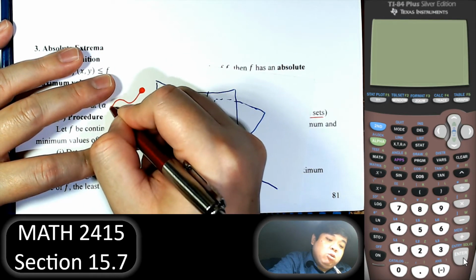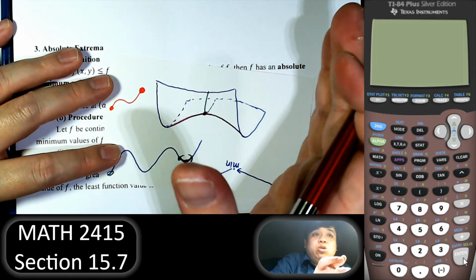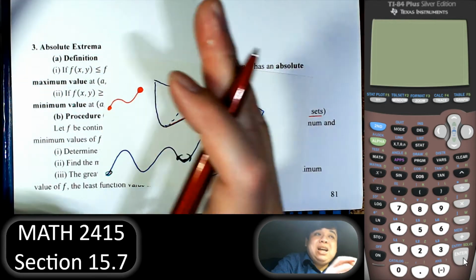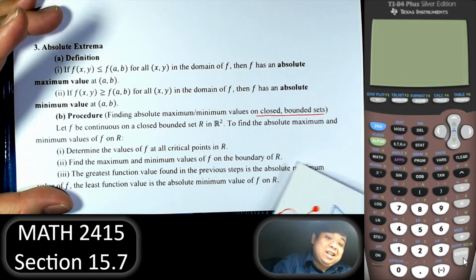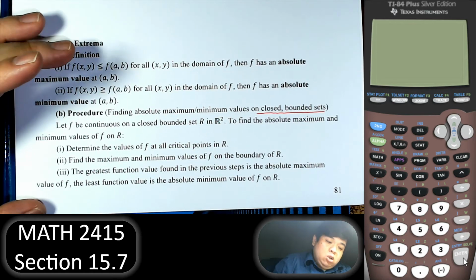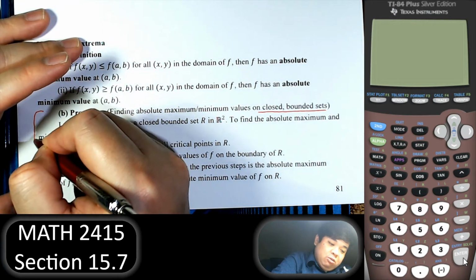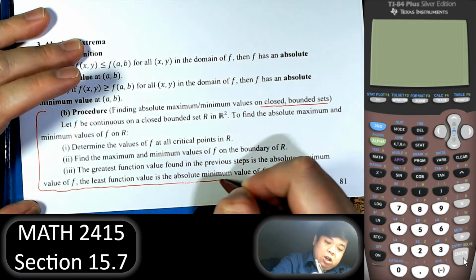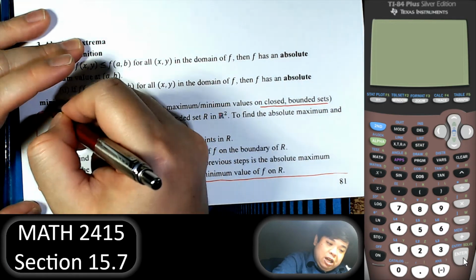So there will be a boundary. If it happens to be at the boundary, there will be a boundary max or min. That's why I said it has to be closed and bounded. So this we actually need to write down. You need to write this down if you don't have it.